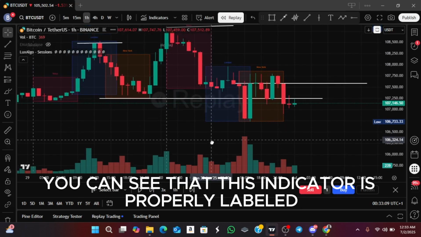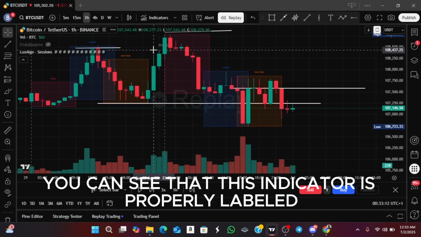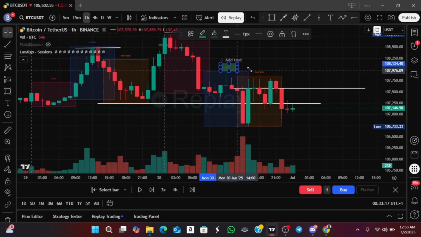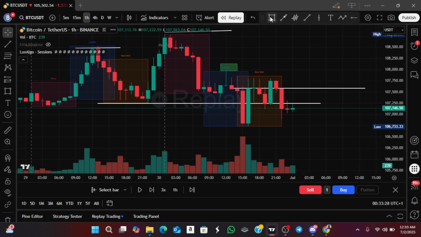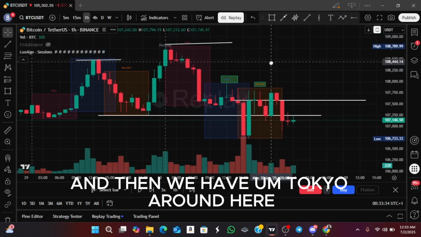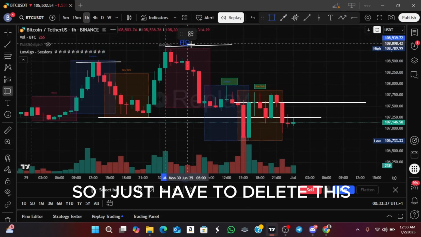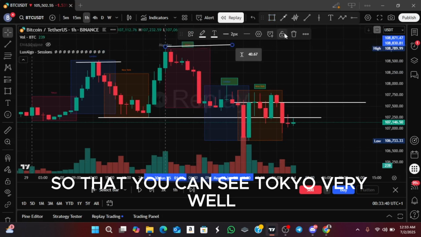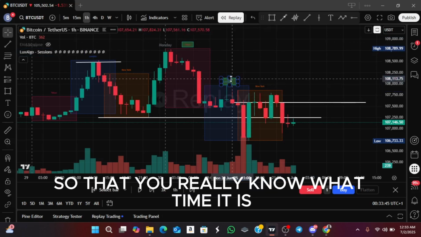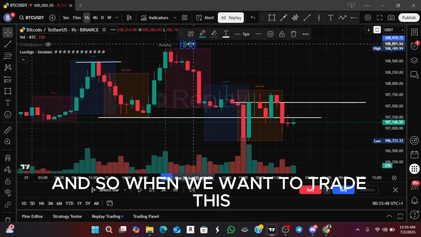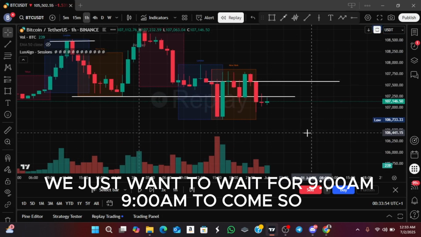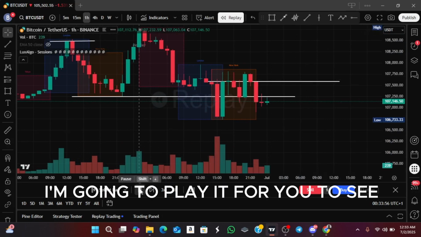Now you can see that this indicator is properly labeled. You can see London. I don't know if you can see it right here. This is London. This is New York. And then we have Tokyo around here. I just have to delete this so that you can see Tokyo very well. So that is Tokyo. It's properly labeled so that you really know what time it is. When we want to trade this, we just want to wait for 9 a.m. to come. So I'm going to play it for you to see.